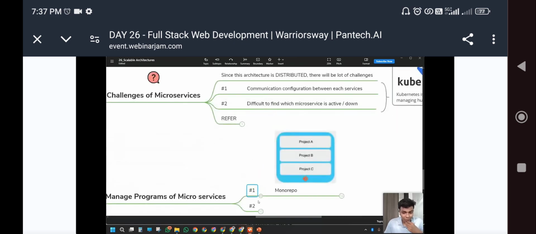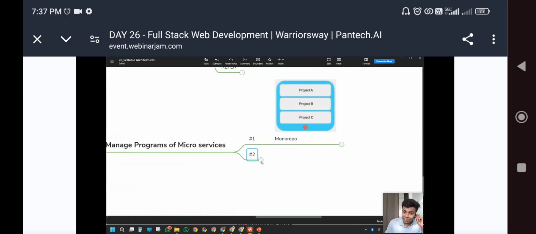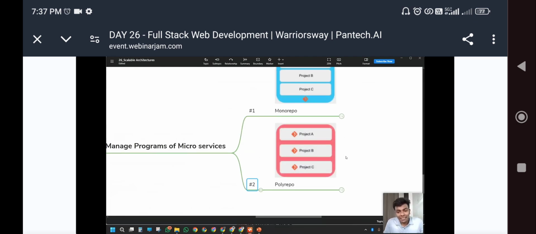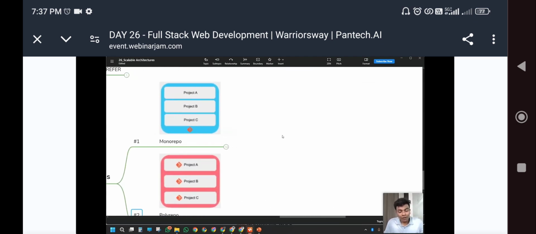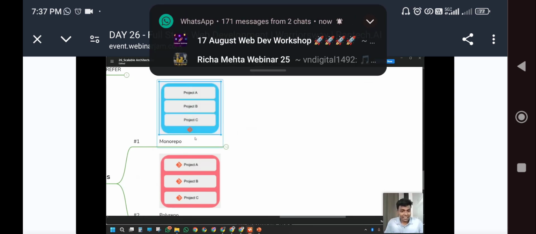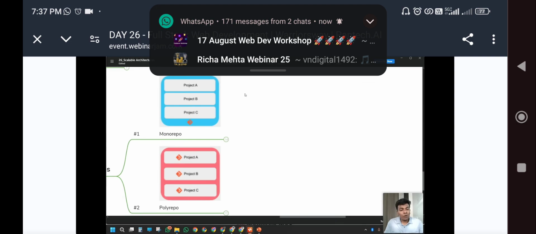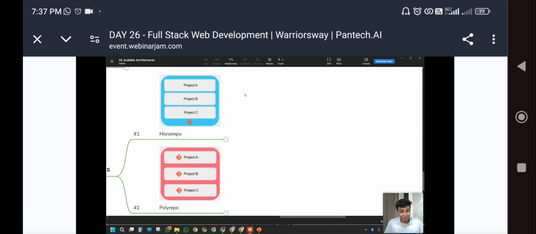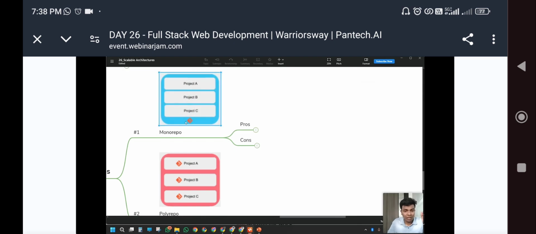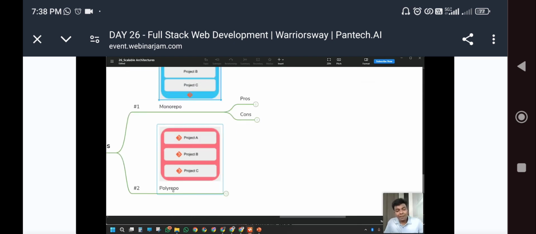Here there are two types: one is mono repo and another one is poly repo. Even by comparing the picture, you can see, and I hope you already know this logo. What is this logo? It is Git. While talking about the mono repo, if there is a project, all of project A, project B, project C, everything is managed in a single repository, one GitHub repository. But whenever you're talking about the poly repo, especially with microservices, you will have multiple repositories for the multiple projects which you have.